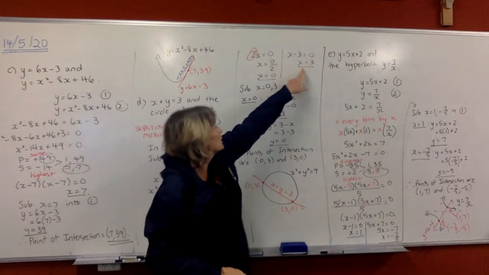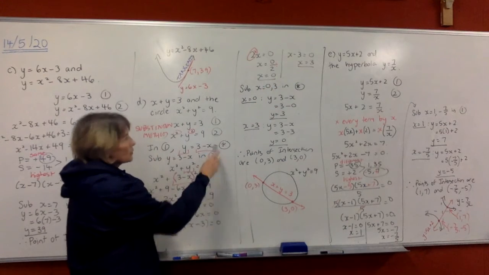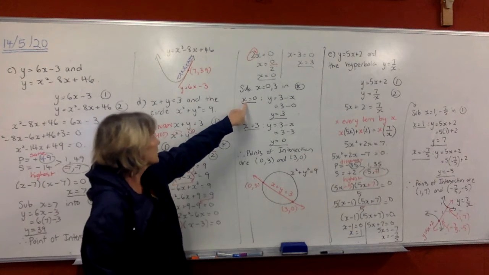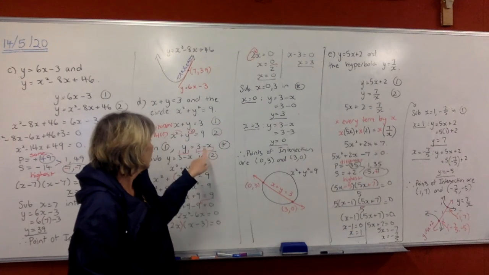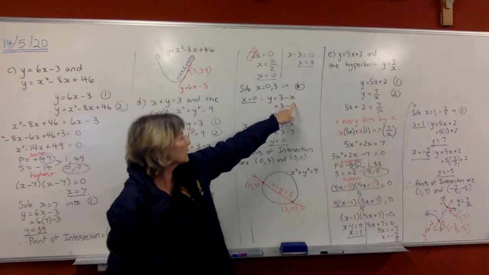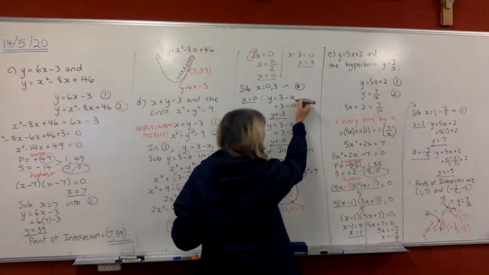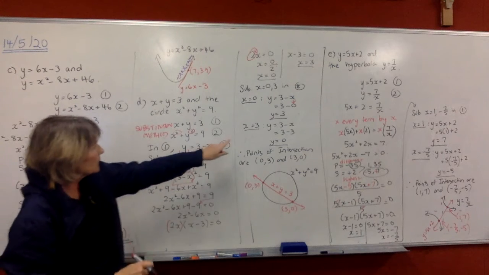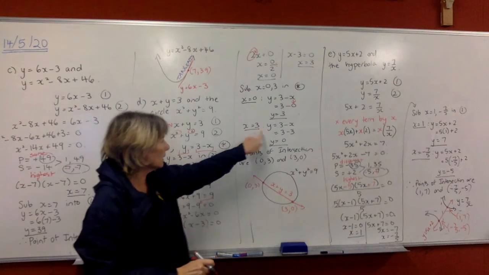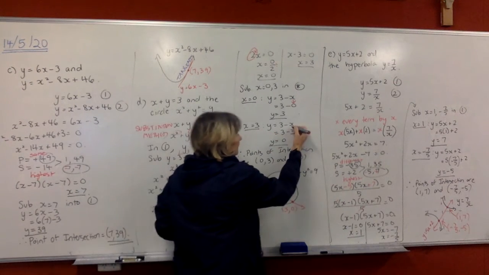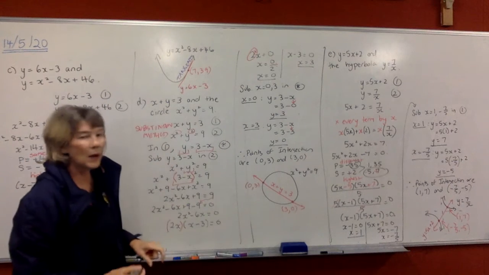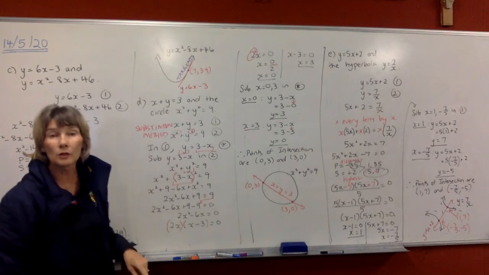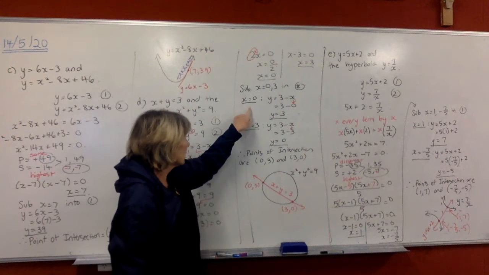So we're going to take x equals 0 and x equals 3 and put it into the asterisk equation, one at a time. So take the x equals 0, it goes into y equals 3 minus x. Put the 0 in for x and work that out. You get y equals 3. When we take the other one, x equals 3, and put it in there, you get y equals 0. So we end up with 2 points of intersection. One is 0, 3.